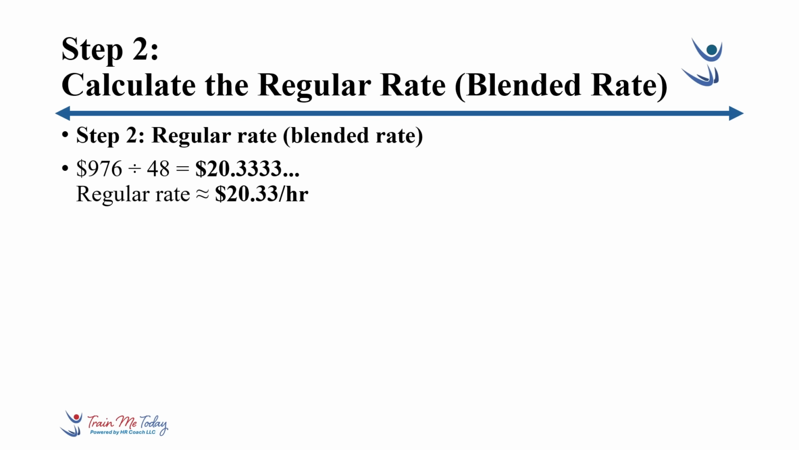Step 2 is to calculate the blended regular rate. We divide total straight time earnings by total hours worked. 976 divided by 48 equals $20.33 per hour. This is the regular rate for the week.